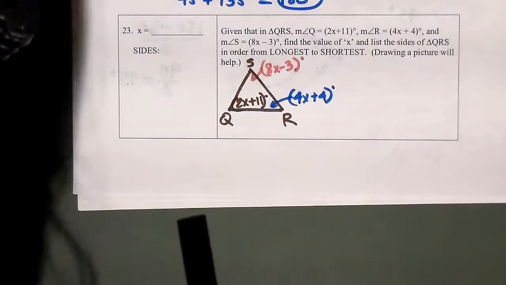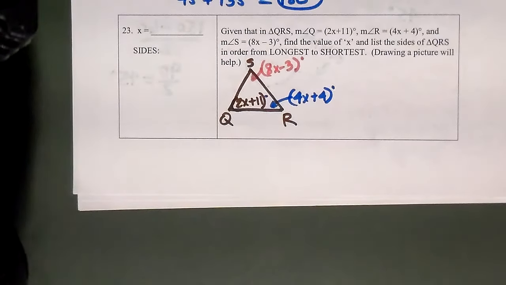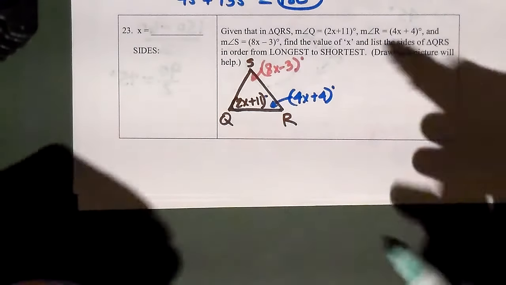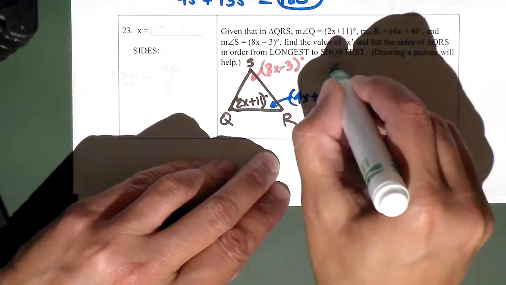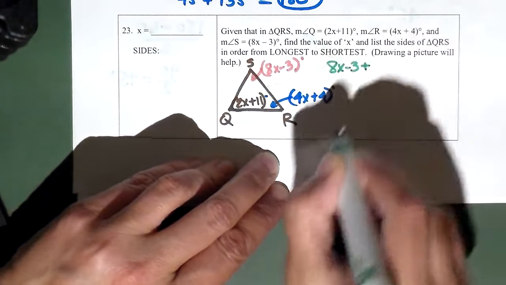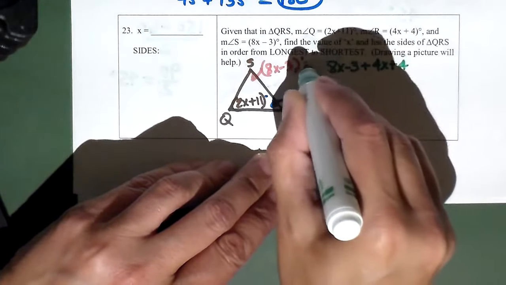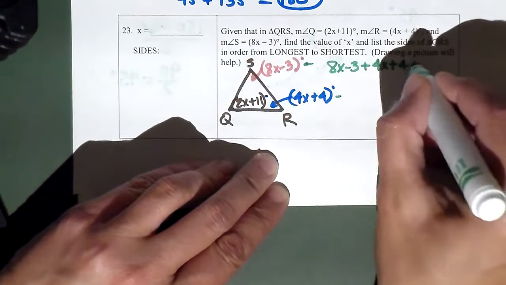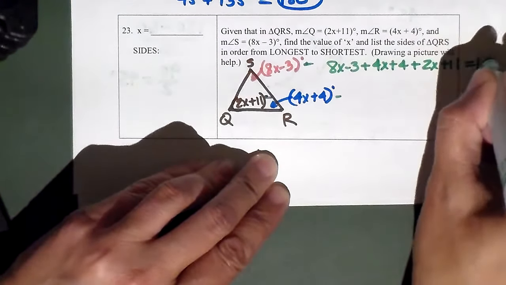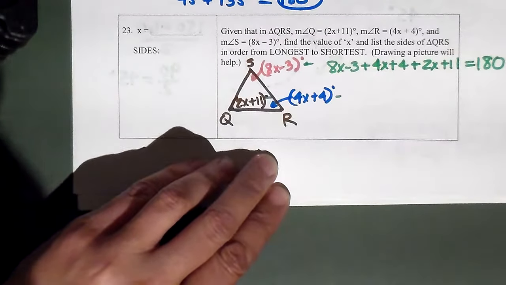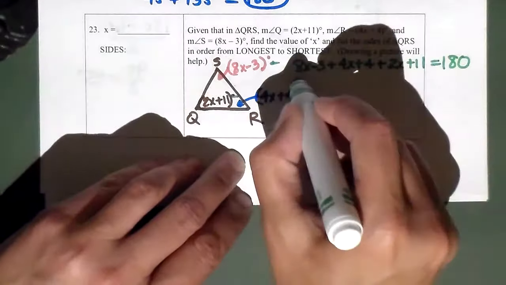So what we're going to do is first find the angles. What do you know the angles of a triangle add up to? 180. Good job. You win the prize, which is absolutely nothing. So I'm going to take all three angles. So I have 8x minus 3 plus 4x plus 4 plus 2x plus 11. And I know all together those guys have to add to 180 because the angles in a triangle always add to 180.